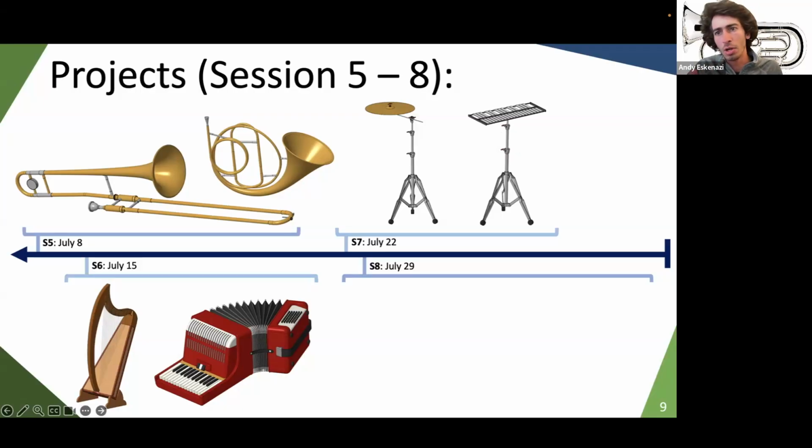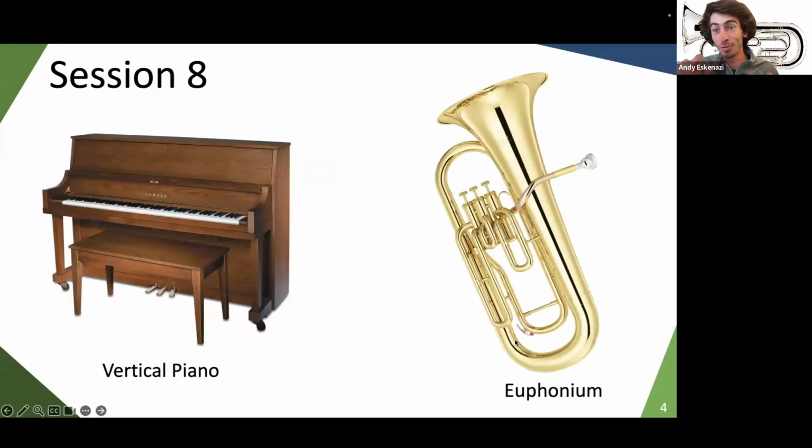And also in session 7, we learned how to do drawings and a little animations on how things can explode and come together. Session 8, conveniently, has been left blank, because that's what we're going to be doing today. For our very last session, I saved 2 very special projects. We're going to start with the vertical piano, which is the one that you see on the left, and then we're going to wrap up things with the euphonium.